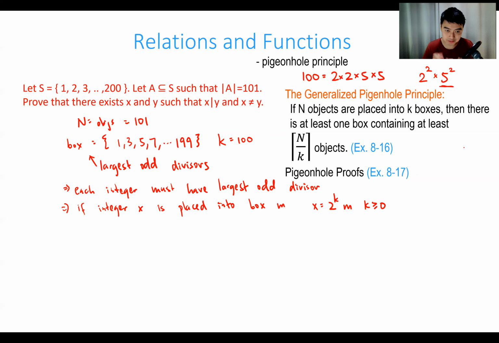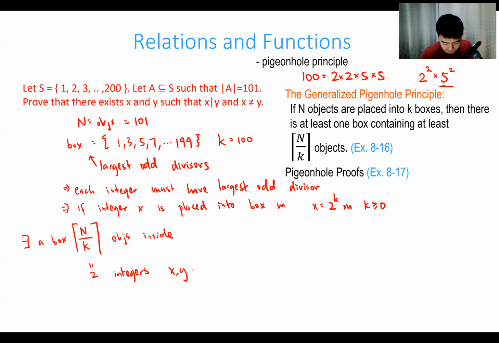If I consider the numbers, there must be 2 numbers in the same box, because there exists a box with at least n over k objects inside. That means there must be two integers, x and y, that are in A, that are in the same box.